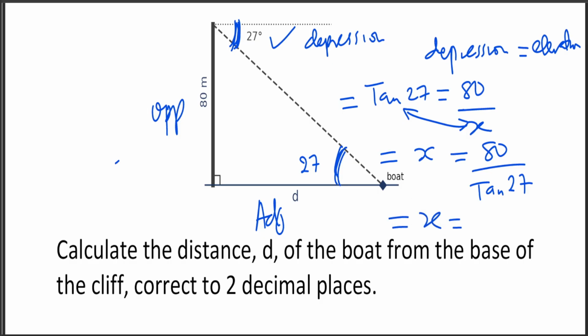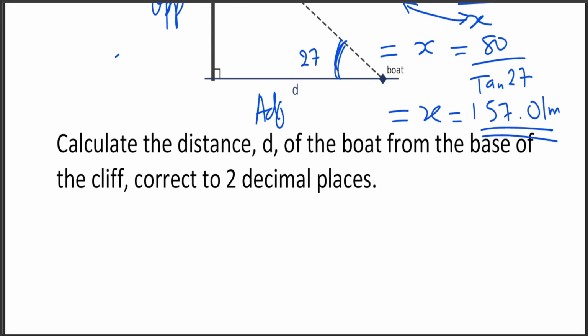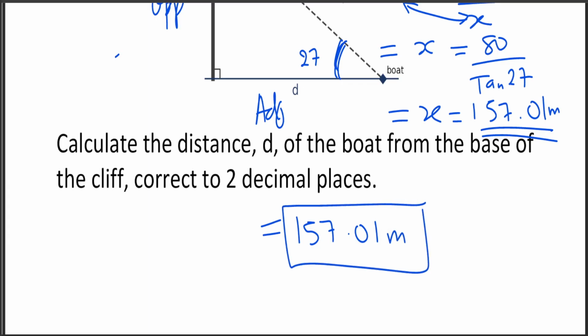So you take 80 divided by tan 27, which will give you 157.22. The answer to 2 decimal places is 0.01 meters, not 00 but 01. So very simple, easy peasy lemon squeezy.